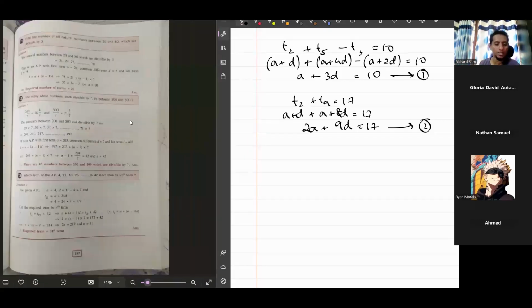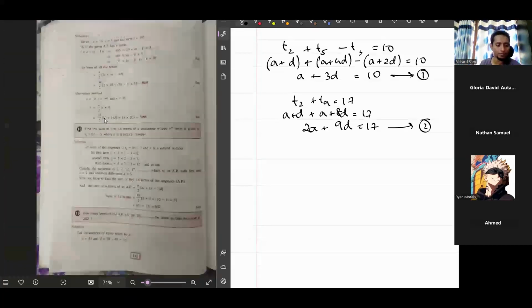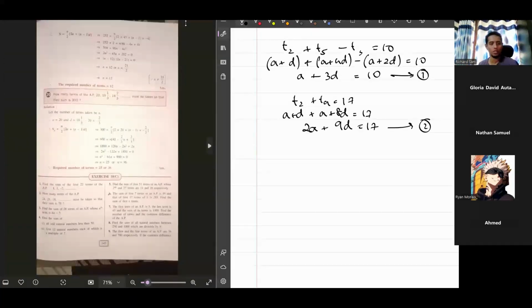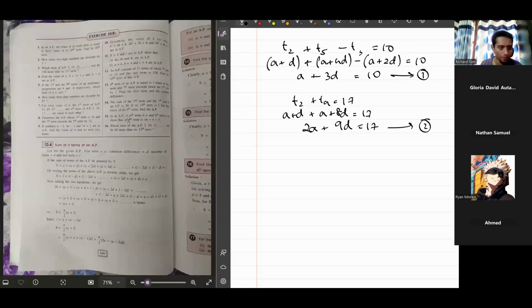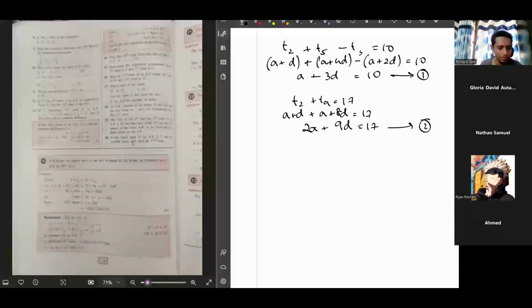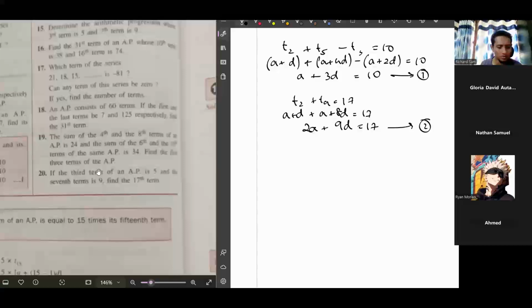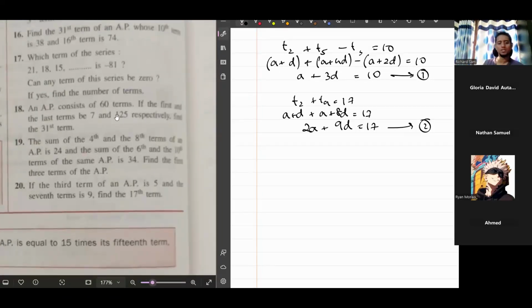Okay, any other questions from this chapter? The 18th one also. Yes, the 18th one. An AP consists of 60 terms. If the first and last terms are 7 and 125, find the 31st term.